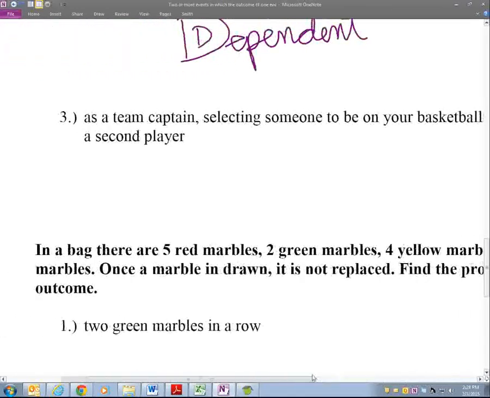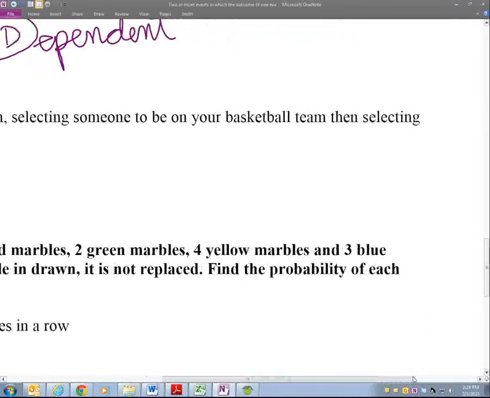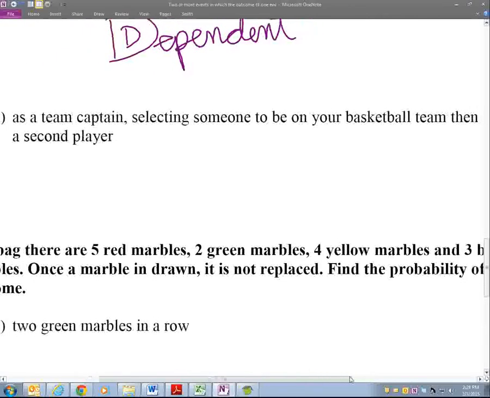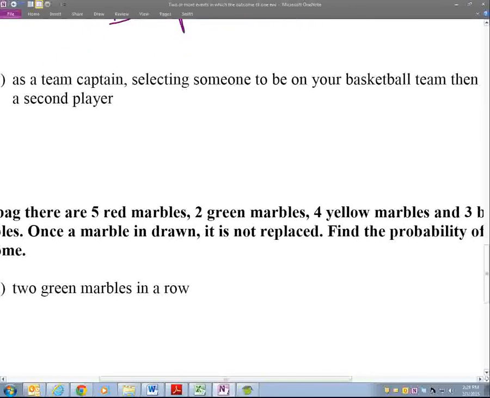So, as team captain, you are selecting someone to be on your basketball team, then selecting a second player. Max? It is dependent because are you going to be able to pick the same players? No.